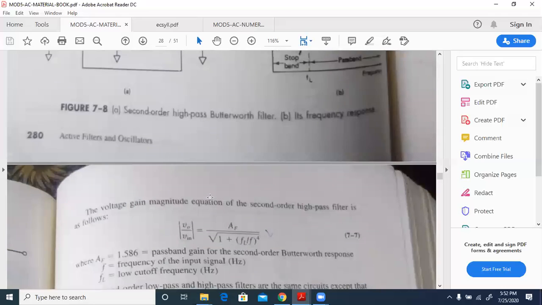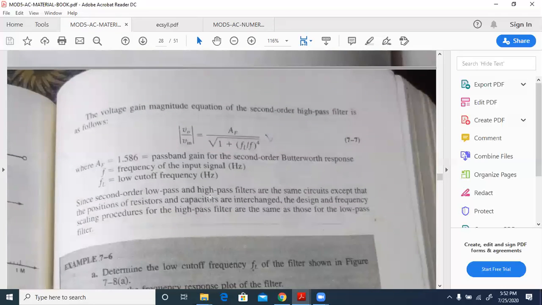So corresponding to that, we just need to see the formula for that. V0 by Vin is equal to AF divided by 1 plus FL by F, whole to the power 4. Please remember this, it's a second order, so it will be FL by F whole to the power 4. Where AF is 1.586, the passband gain for the second order Butterworth response. AF should be equal to 1.586.